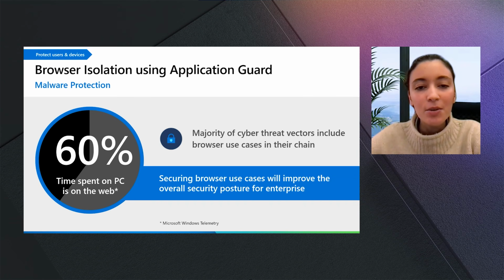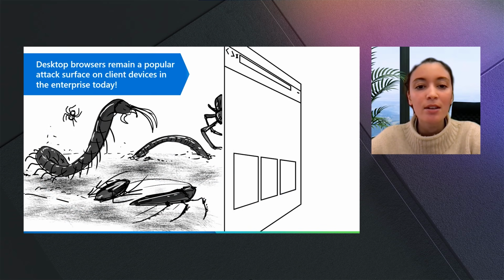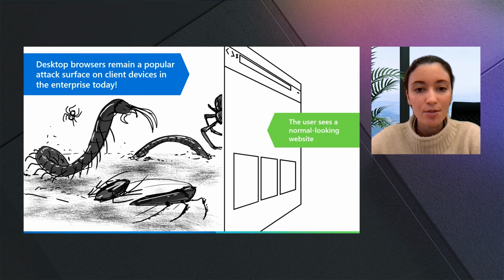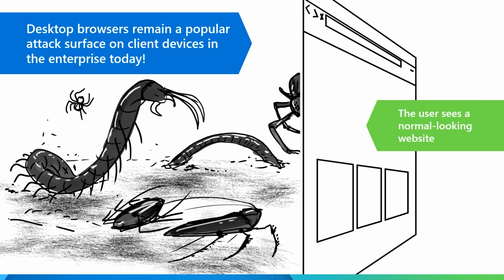As we all know, humans are the weakest link in securing the digital perimeter of any organization. A sustained and sophisticated effort can sometimes compromise even the best of us. And that is the reason why desktop browsers remain the primary attack surface on client devices inside the enterprise. So one of the challenges there is how to balance productivity and security at the same time.